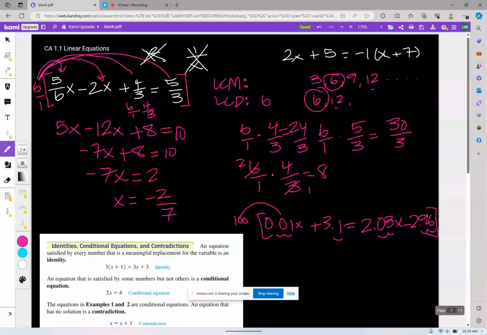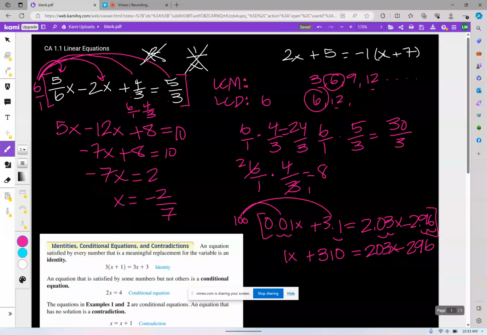So when I multiply this by 100 and move the decimal twice, I end up with 1x. Multiply 3.1 by 100, I end up with 310. Multiply 2.03 by 100, I end up with 203. Multiply 2.96 by 100, I end up with 296.